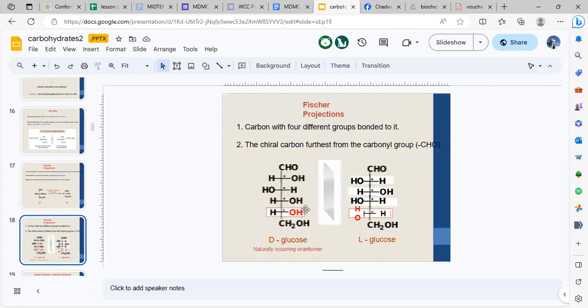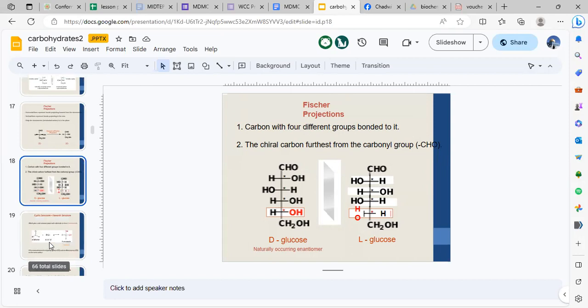Okay, so that's why we call this D-glucose, because of the positioning of the OH group on the right side. If you have a mirror image, the OH is found on the left. So that's where it gets its name.